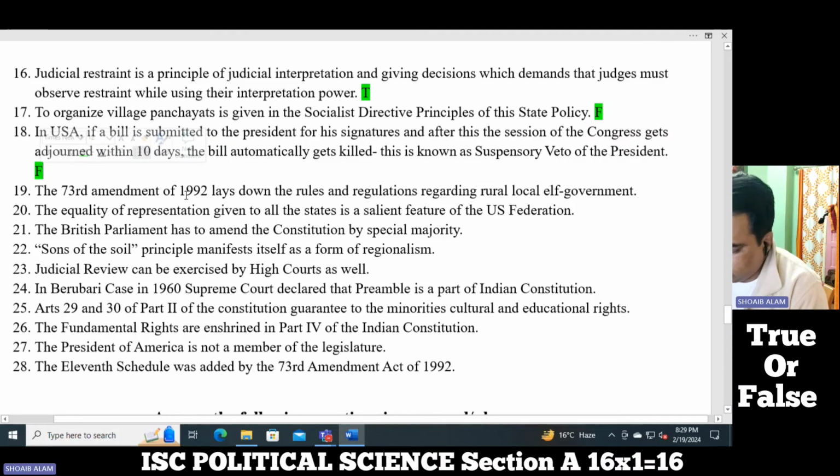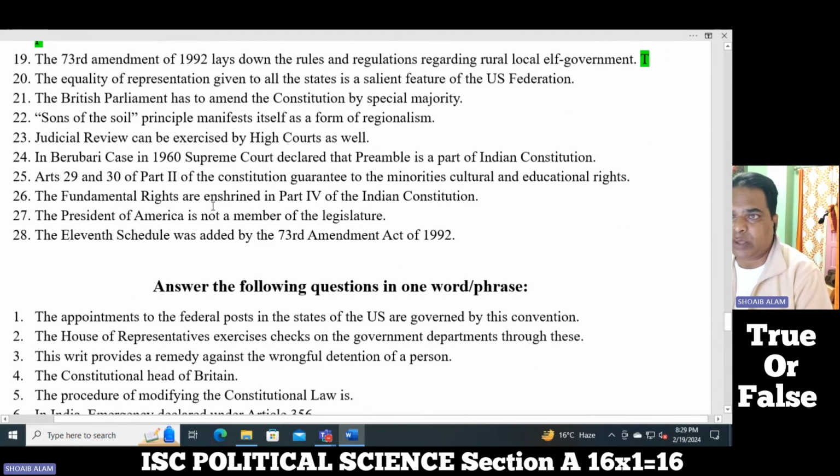The next one will go with number 19. The 73rd Amendment of 1992 lays down the rules and regulations regarding rural local self-government. So the answer is true. The next one, the equality of representation given to all states is a salient feature of US Federation. It is US Federation, so it is correct.